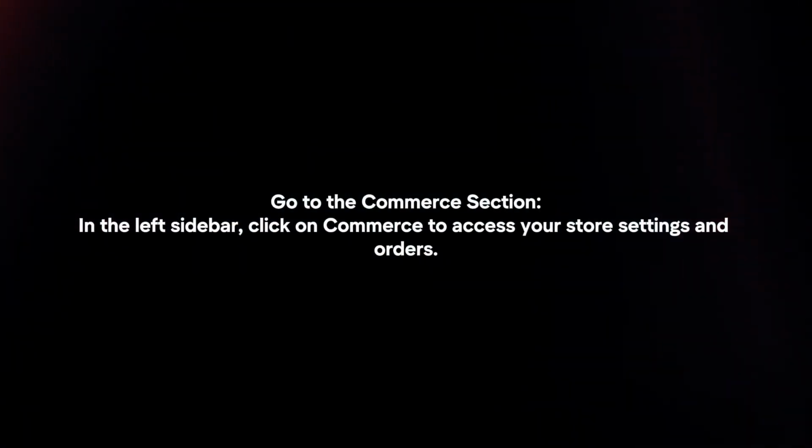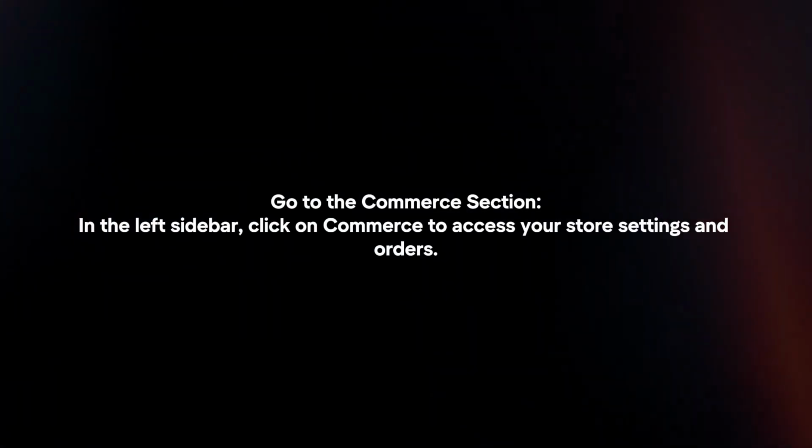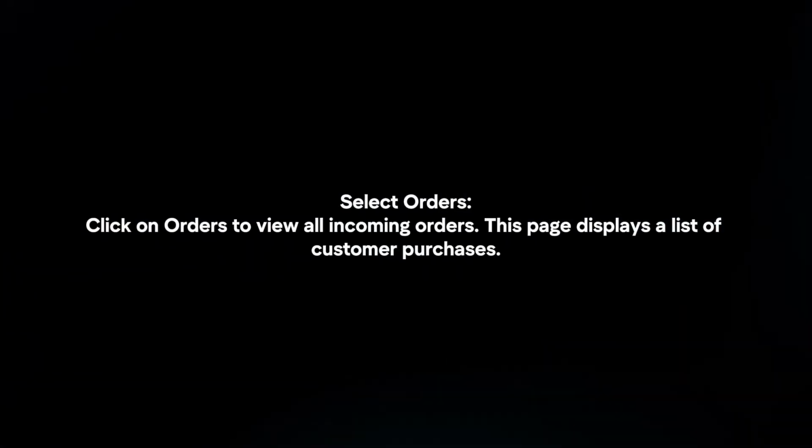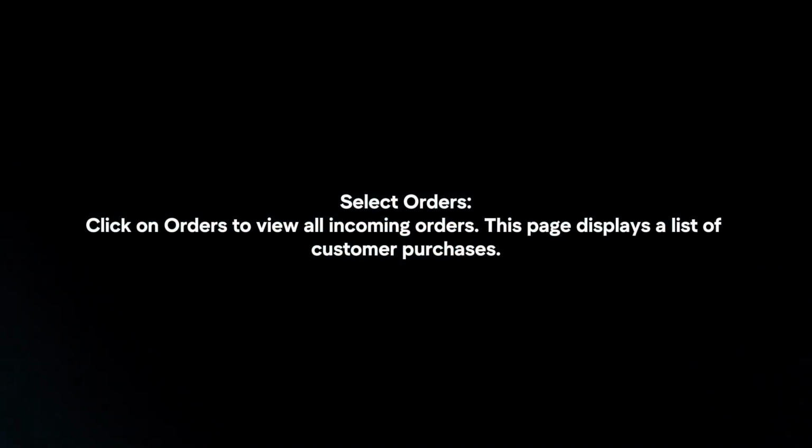Go to the Commerce section. In the left sidebar, click on Commerce to access your store settings and orders. Select Orders. Click on Orders to view all incoming orders. This page displays a list of customer purchases.